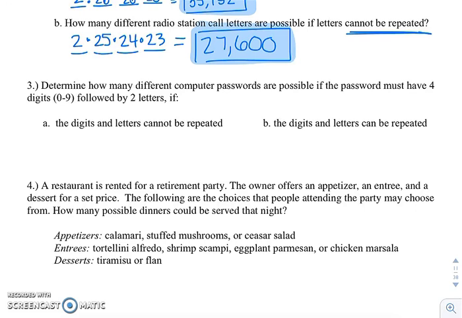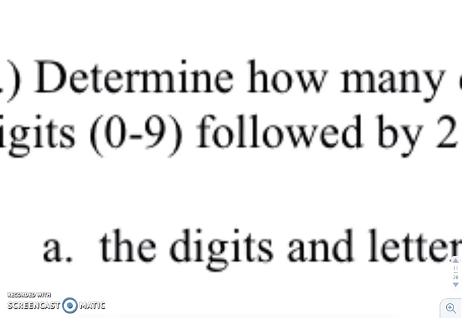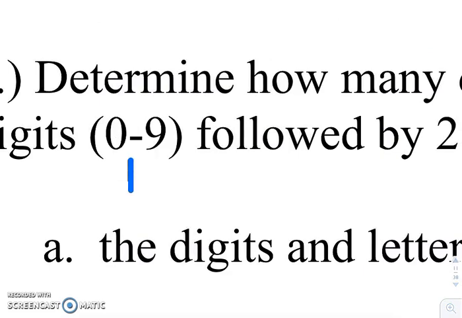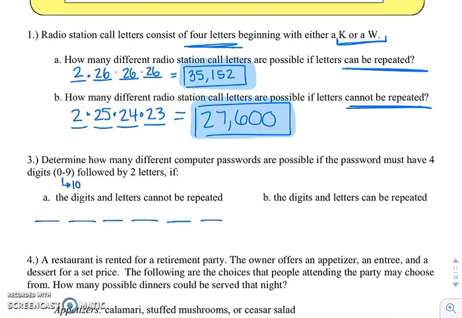Then it says, determine how many different computer passwords are possible if your password has to have 4 digits and 2 letters. So we're going to have 4 digits, 1, 2, 3, 4, and 2 letters. 0 through 9 gives us 10 choices for the digits. I don't want you guys to think it's 9 because it's 1 through 9 and then 0. So it's really 10 options there. And then 26 letters in the alphabet.